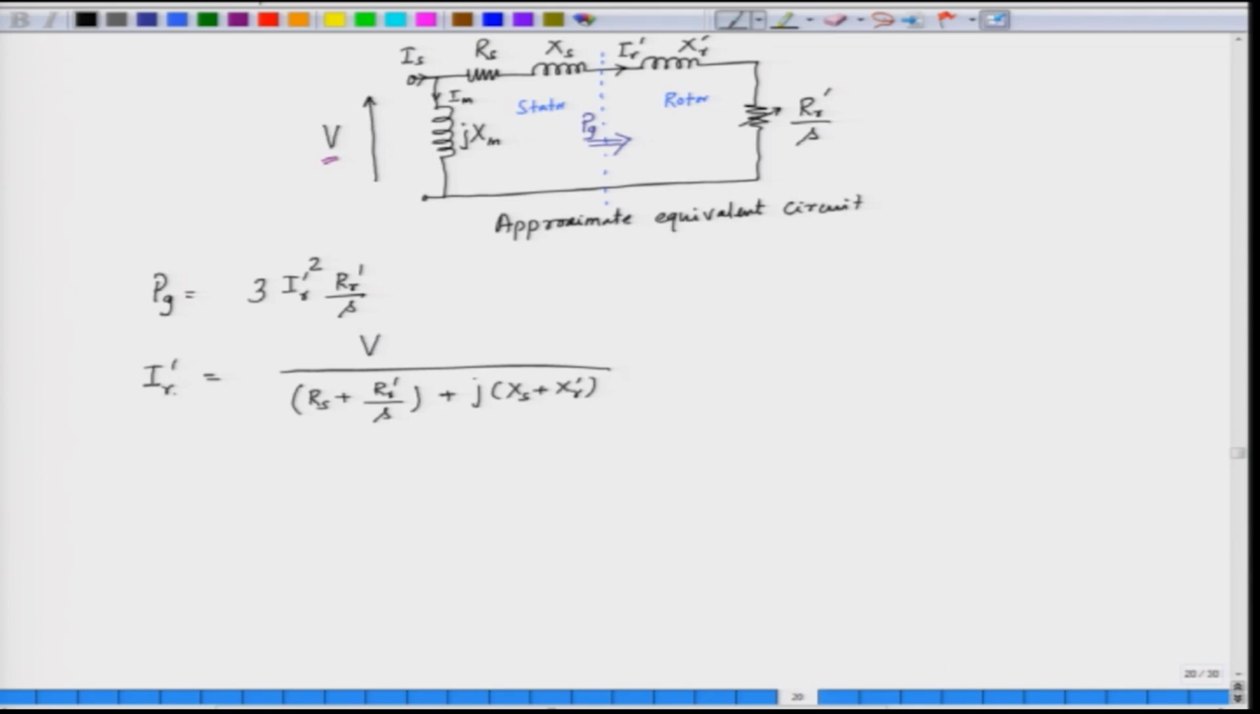Now, what about the copper loss? The copper loss in the rotor we define as Prcu, the rotor copper loss.